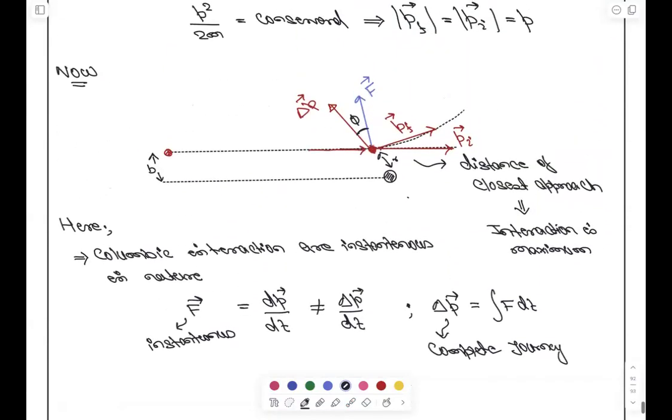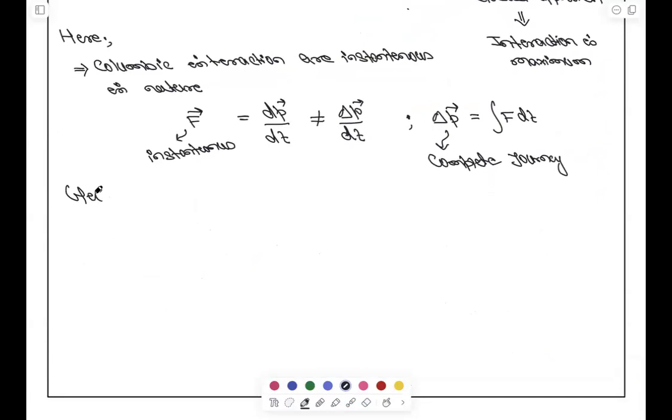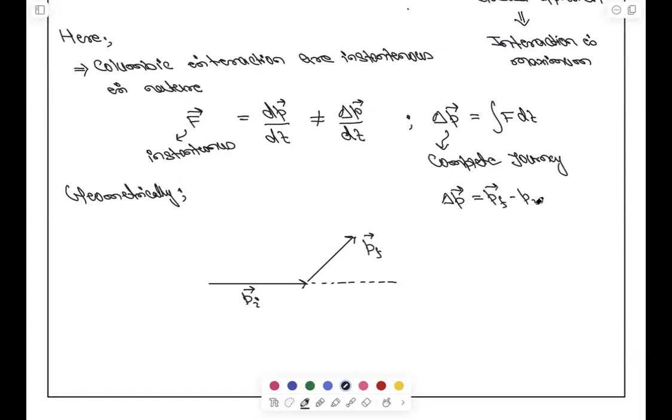Now let us draw the diagram. Let us assume this is theta. Now let's make the triangle diagram. Geometrically, everyone should make this: this is my PI, this is my PF. Can you tell me where delta P will be? What is delta P? Delta P is simply PF minus PI. Tell me, where will it come in this triangle? From PI to PF. So if I make this parallelogram, it is from PI to PF.